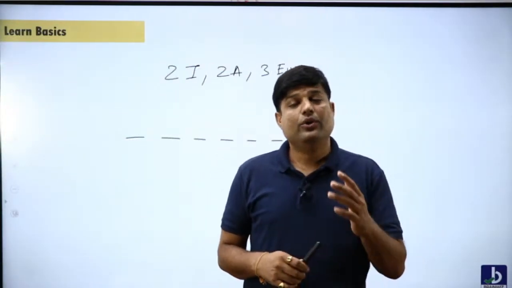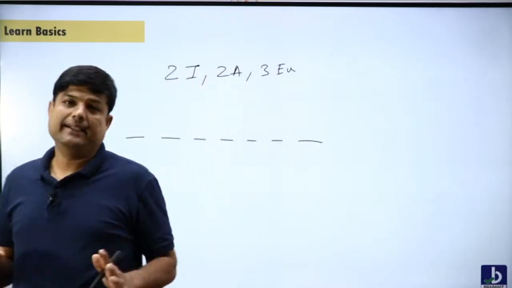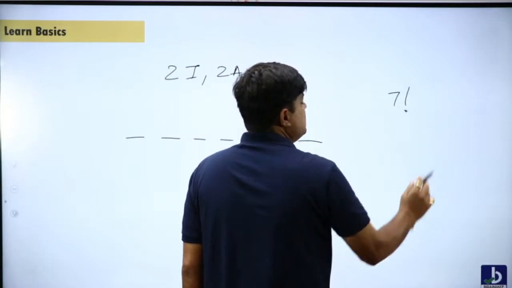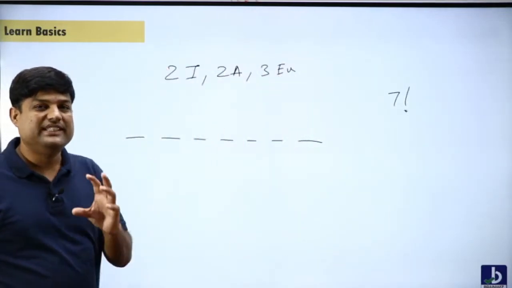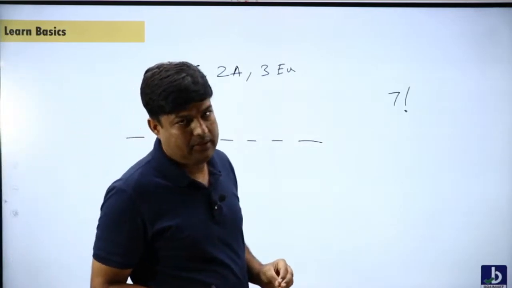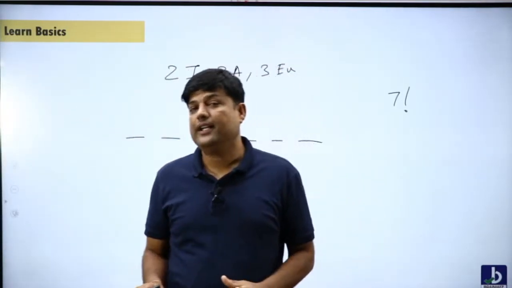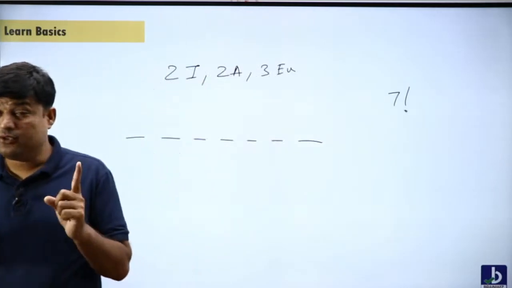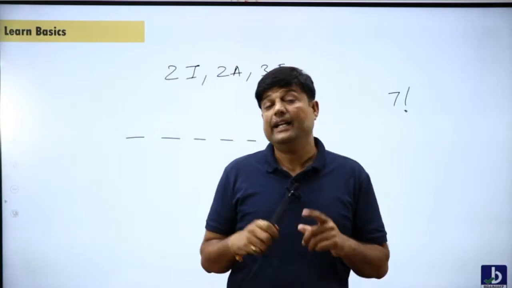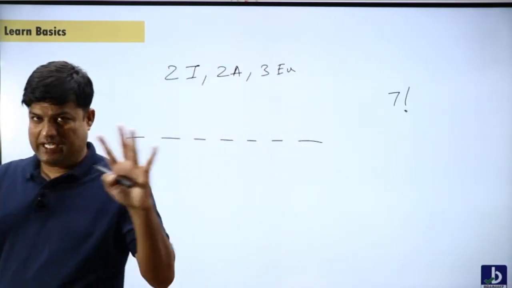Now you all tell me how many people are standing here. 7. 2, 2, 3. So our answer is 7 factorial. This is the common answer, but my question is a little twisted. It says that all people belonging to the same country should always sit together. Means Americans should sit with Americans only, Europeans with Europeans only, and Indians with Indians only in the photograph.